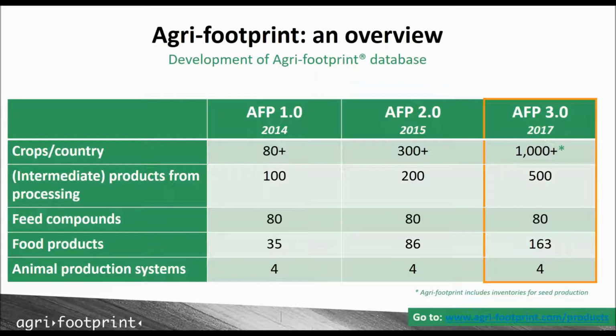On the bottom of your screen, you can see the link to Agri-footprint. Via this link, you can download a list of all the processes available in Agri-footprint version 3. And this list is available for free.